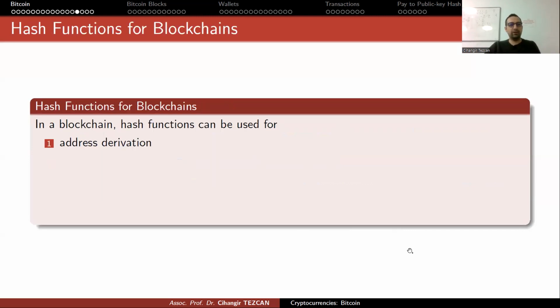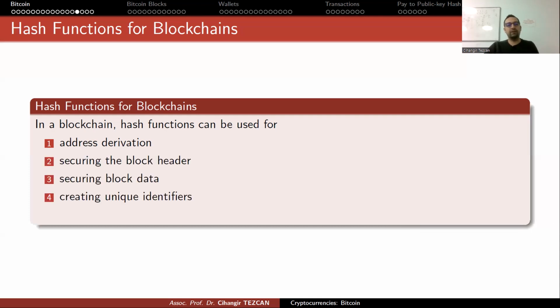Let's go back to Bitcoin and what kind of cryptographic algorithms are used in Bitcoin. Let's look at the hash functions. In a blockchain, hash functions can be used for address derivation, securing the block header, securing block data. Here, by securing, we are actually saying that it shows the integrity, so it provides tamper resistance. So this is why the blockchain becomes tamper evident.